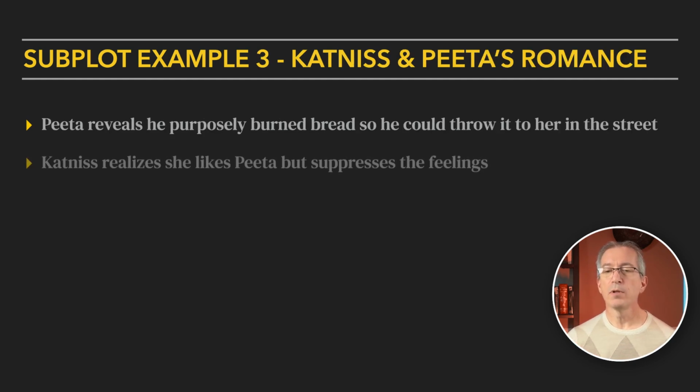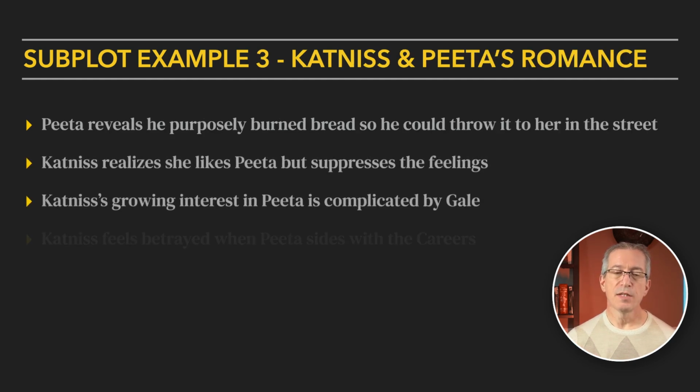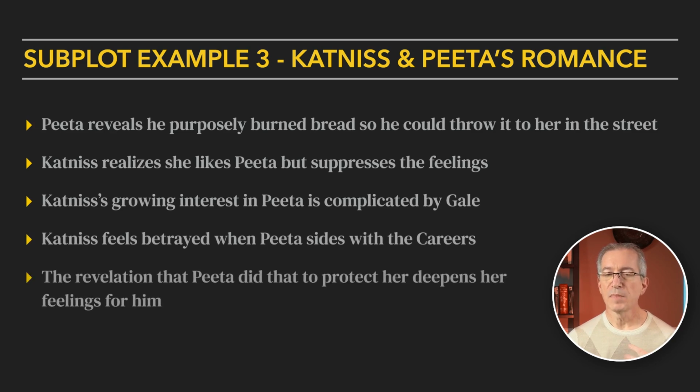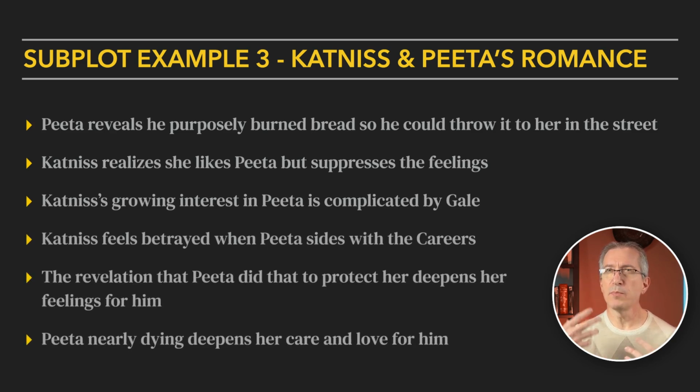And then a third example, Katniss and Peeta's romance. And so Peeta reveals he burned some bread, and he was supposed to give it to some pigs in the backyard, and he throws it to Katniss because he likes her, but he knows her family is starving. Katniss's father died in a mining accident, so you're not explicitly told, but you get the impression that they had a very rough life after their father died in that accident.